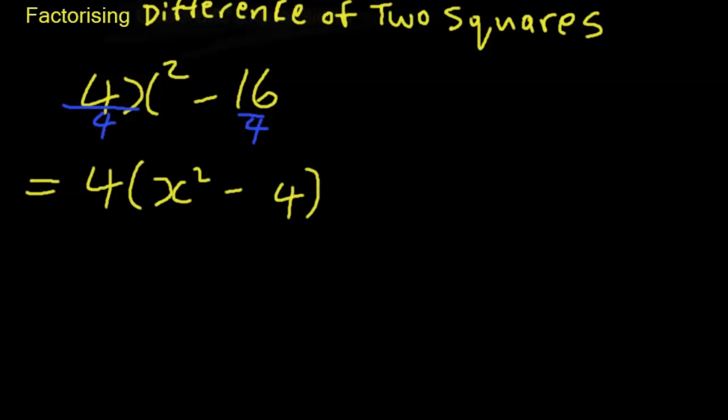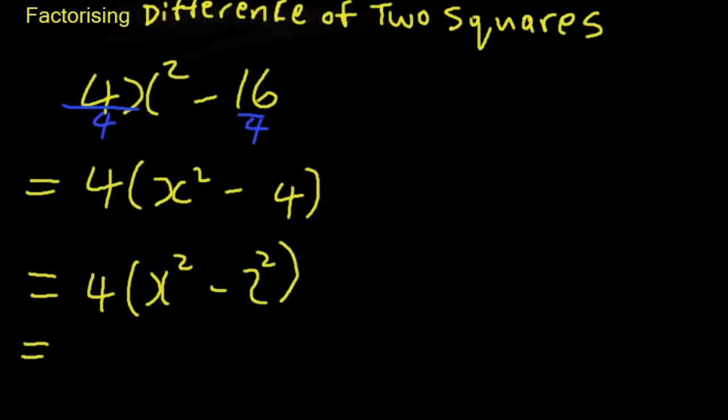Now, is that factorization complete? We should be able to recognize that what you actually have in the bracket is a difference of squares situation here. Because this is x squared, and then 4 can be rewritten as 2 squared. And so, the difference of squares problem, so we keep the 4. Can't throw it away, you have to still put it there. And we factorize x squared minus 2 squared as (x minus 2)(x plus 2). And we are done.